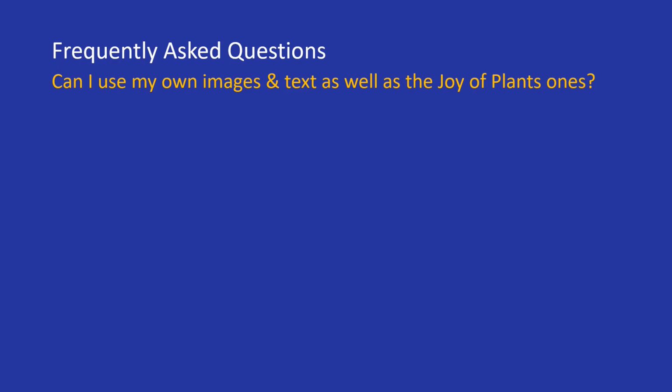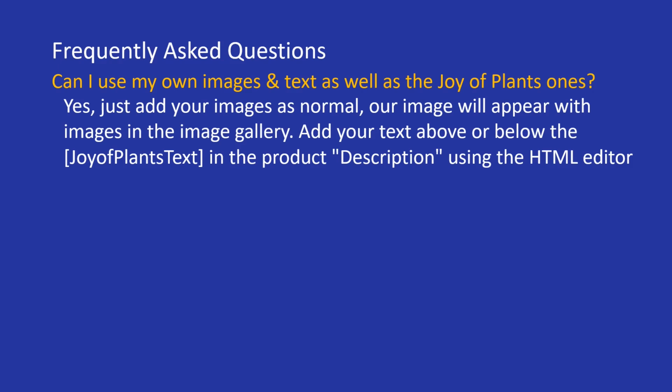Before we finish, I'll cover some frequently asked questions. Can I use my own images and text as well as Joy of Plants ones? Yes, just add your images as normal to the product admin page as the product image or to the product gallery. When you do this, the Joy of Plants image will appear with other images in the product gallery. Add your text above or below the Joy of Plants text code in the product description. It's best to use the visual editor when you do this to know exactly how text will be positioned.